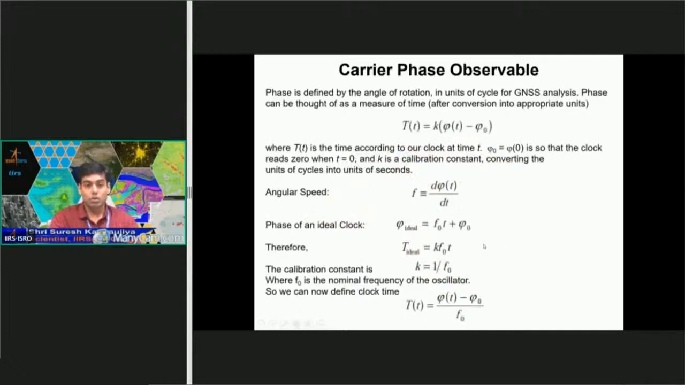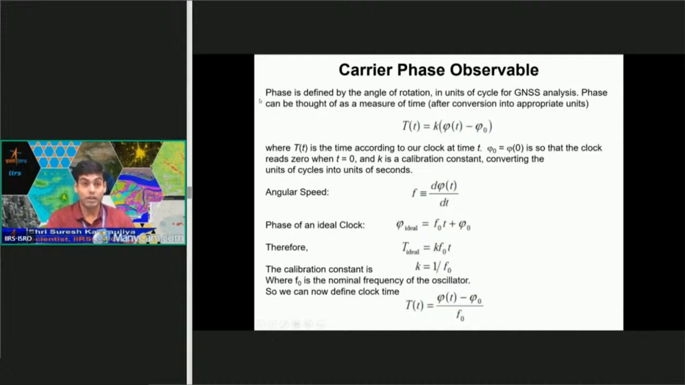Now we will understand the carrier phase observable, because here we are going to discuss millimeter processing. That's why it is very important to discuss the carrier phase observable. We are going to discuss the theory behind calculating the different parameters like ionosphere delay, troposphere delay, multipath error, receiver clock, and satellite clock error: where they come from and how they are derived. We will go from one slide to another.